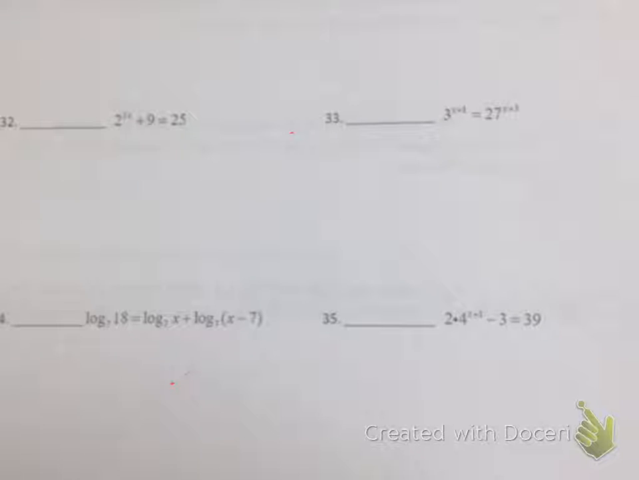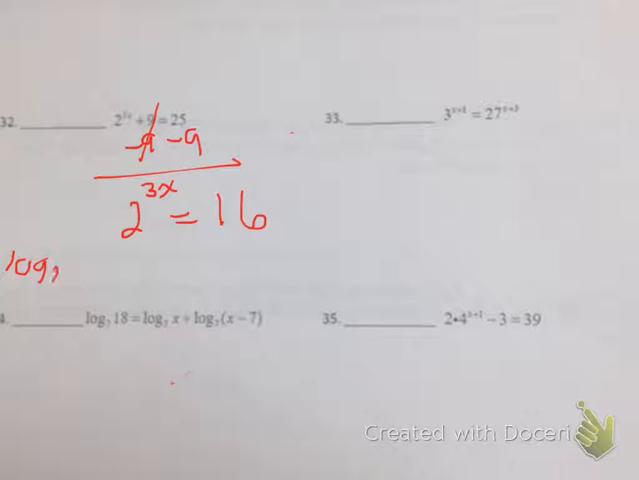Okay, I'm back, and now I'm looking at number 32, and on number 32, I need to do PEMDAS backwards. So I'm going to subtract 9, and 25 minus 9 is 16. And now I have a unique situation. So I can either use a logarithm, so I'll show you both ways. So the unique situation is I can change this to logarithmic form, which would be log base 2 of 16 is equal to 3x.